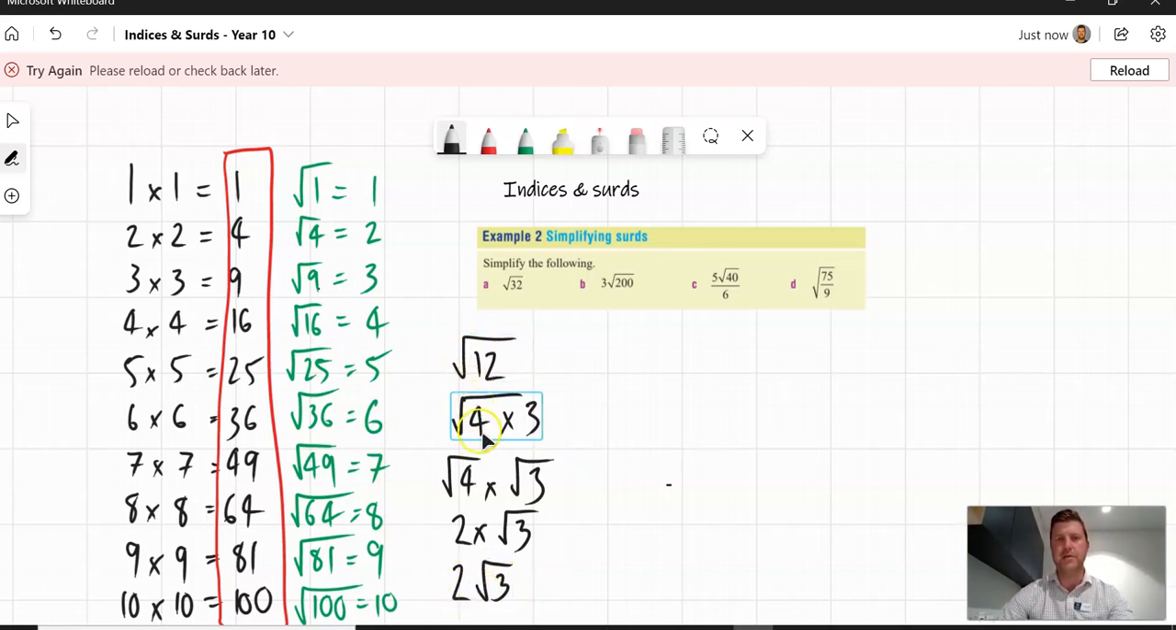Using the process of looking for a factor that is a square number. It's on this list. So why did I choose 4 times 3? Because 4 is a square number. Okay, I know 3 is not, so I can't actually simplify the square root of 3, but that's fine, it stays there. I have simplified the square root of 12 to 2 root 3. Let's use that process again with our first example here, which is the square root of 32.